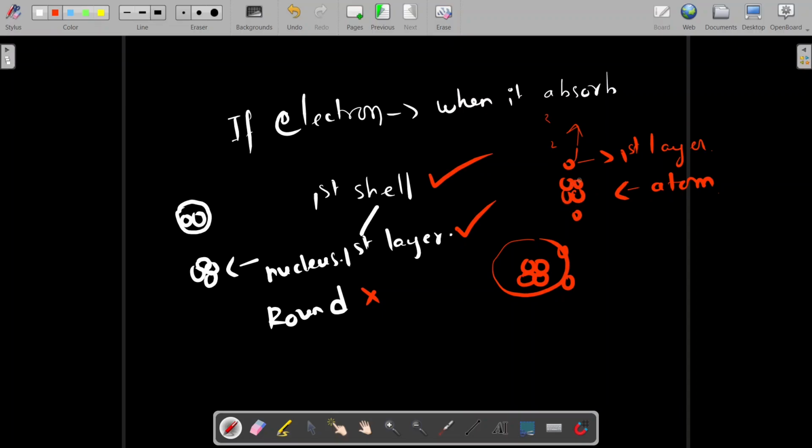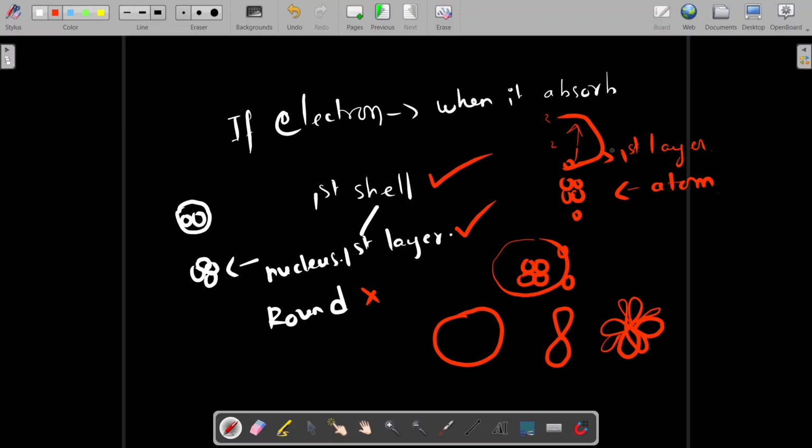Due to different shapes, it cannot go directly from the first layer to the third layer. For example, the s orbit, the first orbit, will be circular or spherical in shape. The second orbit will be like this. The third orbit like this. The fourth is like this. Due to this, some force doesn't allow the electron to go to some other shell directly.